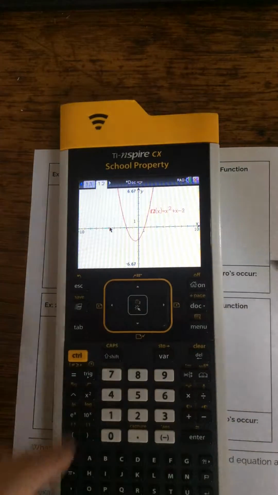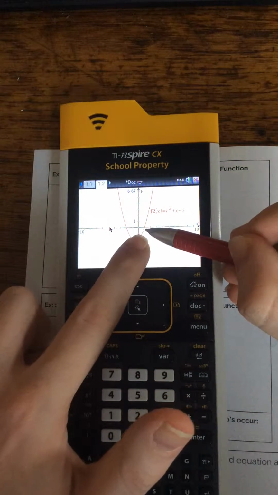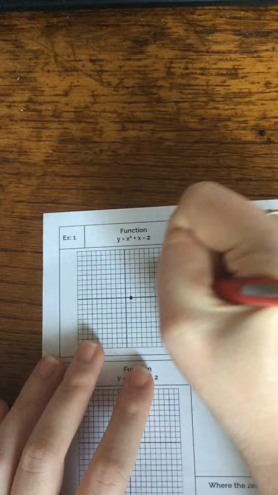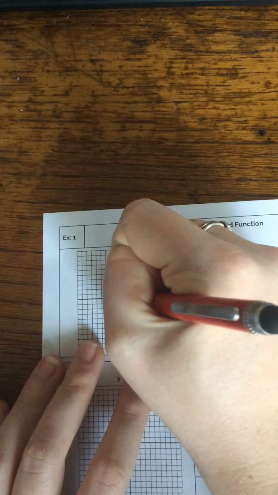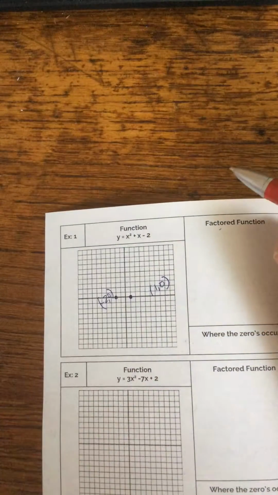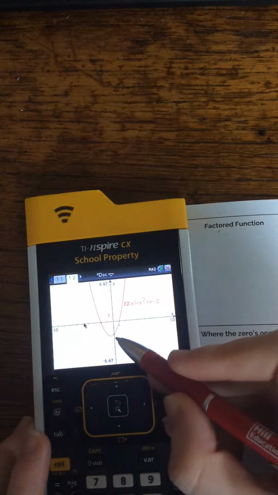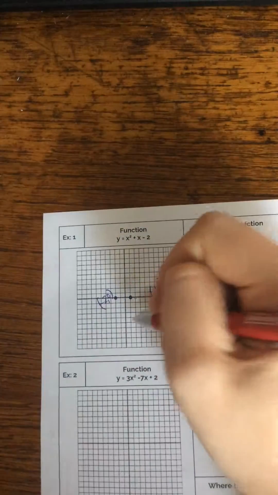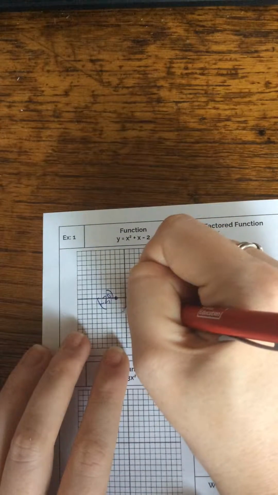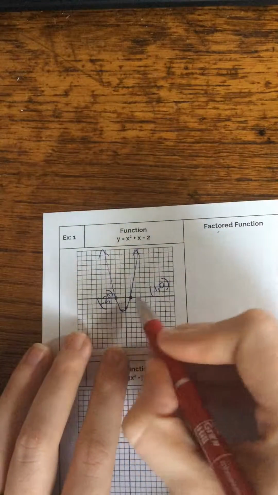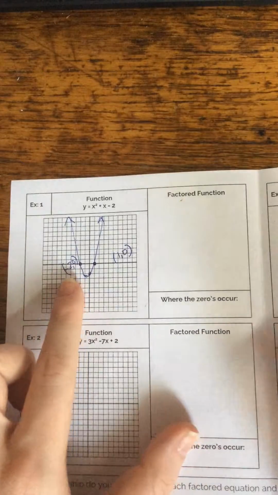So I can clearly see that this one crosses at +1 and at -2. So here I'm going to plot +1, 0, and -2, 0. Okay, and then from my graph, it looks like it hits at 0, -2 here, so I could use that point. But basically, we can just sketch a parabola from our two x-intercepts. That's all I'm going to require of that.